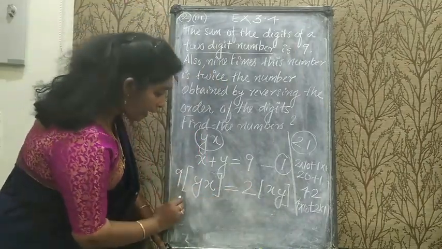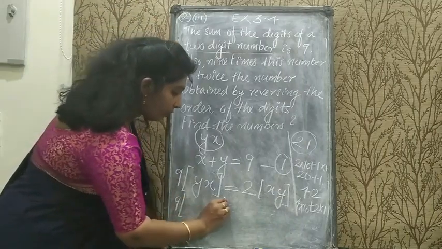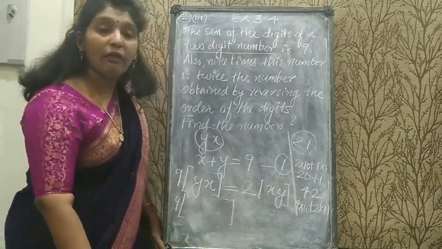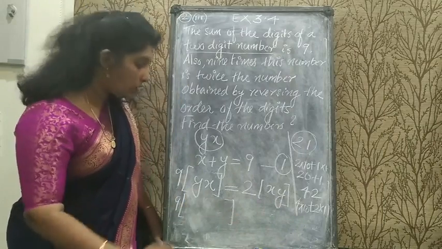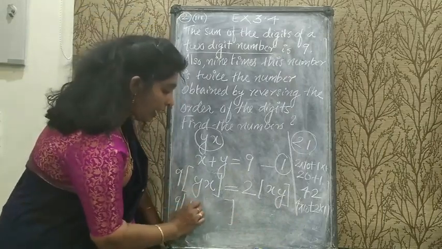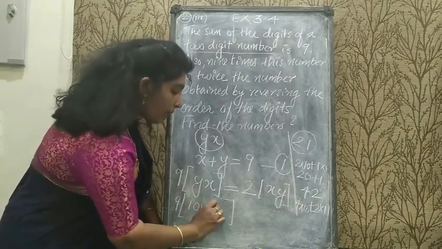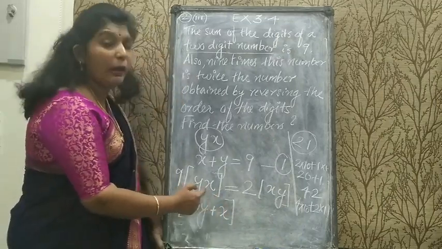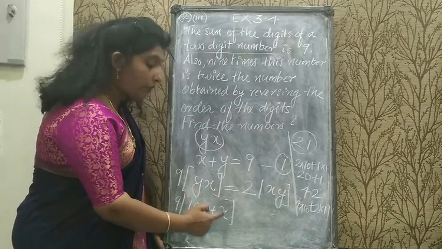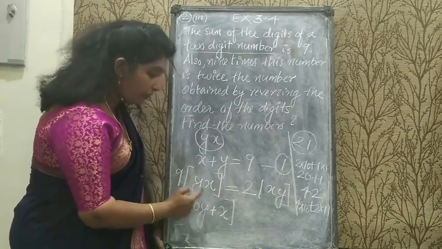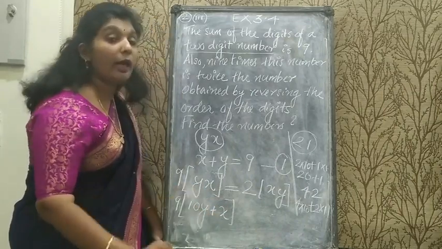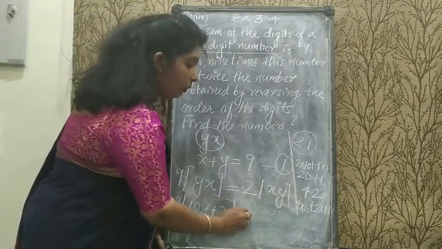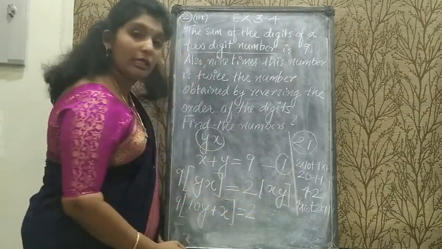Then this 9 I will write as it is. This two-digit number I will write in expanded form. So yx can be written as 10 into y plus 1 into x, which is x. What I did, I expanded yx. X I multiplied with 1, then plus y I multiplied with 10. That is equal to 2, I am writing as it is.